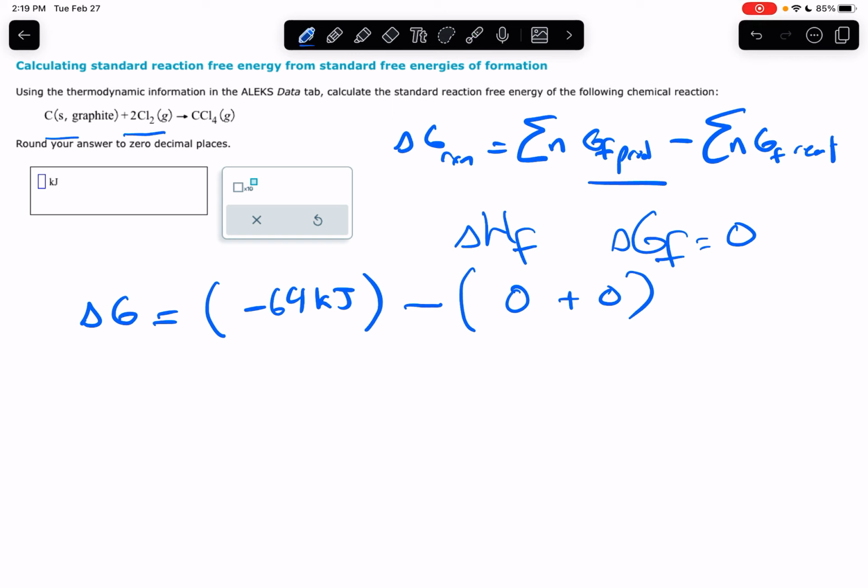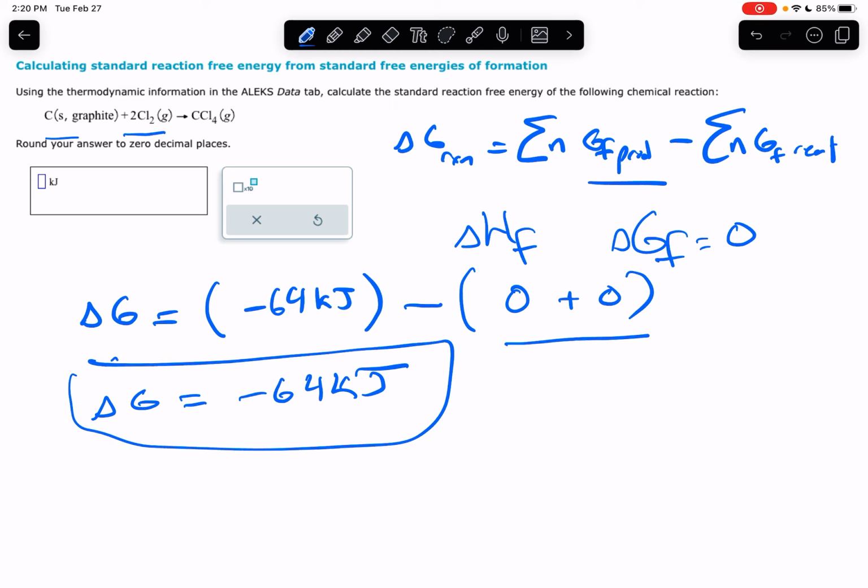Negative 64 subtract 0. Our change in G for this reaction is going to be negative 64 kilojoules. And we are done. I'm not going to write it up above there because my handwriting is terrible, but this is going to go into here, and we are finished with our problem. Hopefully this has been helpful.